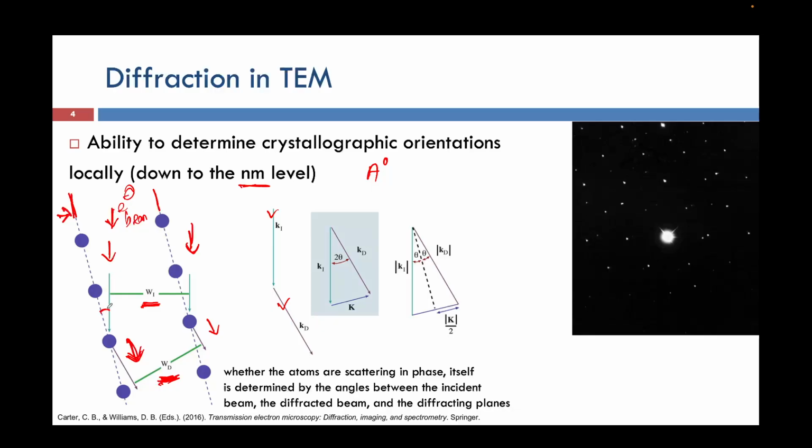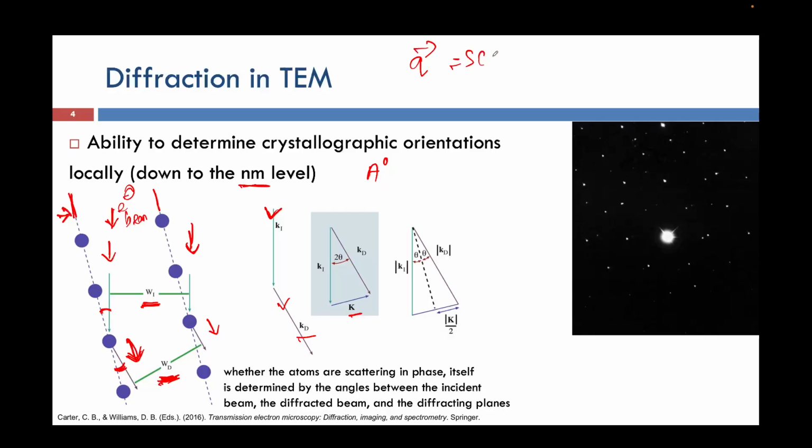That means this angle they are dependent on, whether this angle is satisfying the Bragg's condition or not. So showing this ray path, you can see that ki is the wave vector for my incident beam, kd is the wave vector for my diffracted beam. So I can determine this k. Here I have written k, and in X-ray diffraction I have written it as q.